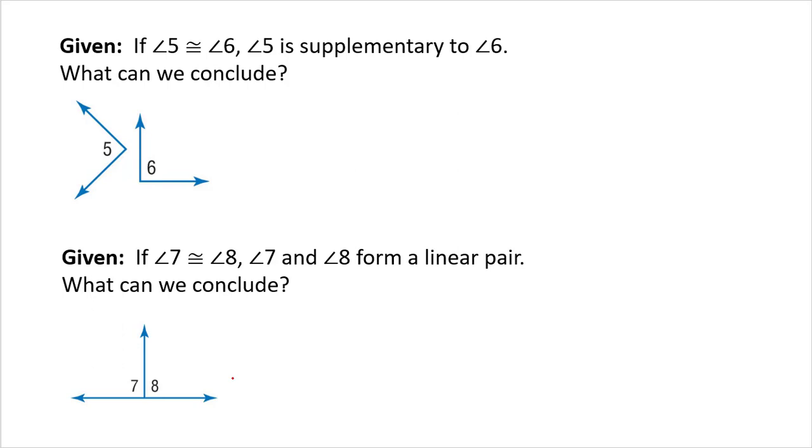Okay, so if 5 is equal to 6 and 5 is supplementary to 6, what can we conclude? Well, if I have two angles that are the same thing that add up to 180 degrees, they're going to be right angles. If 7 is congruent to 8 and they add up to 180, they're right angles.